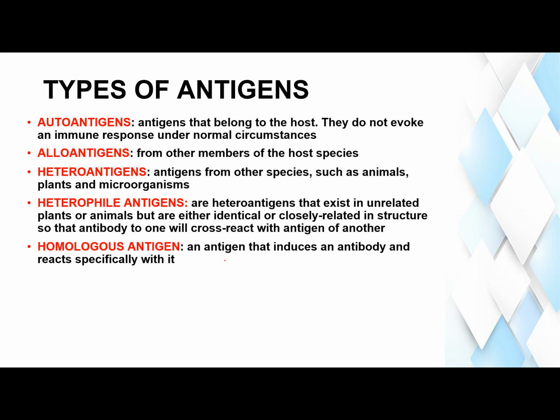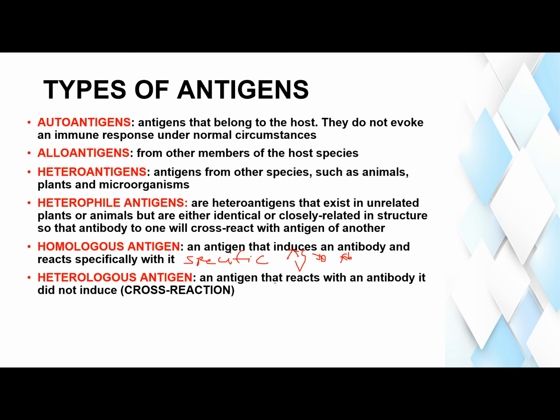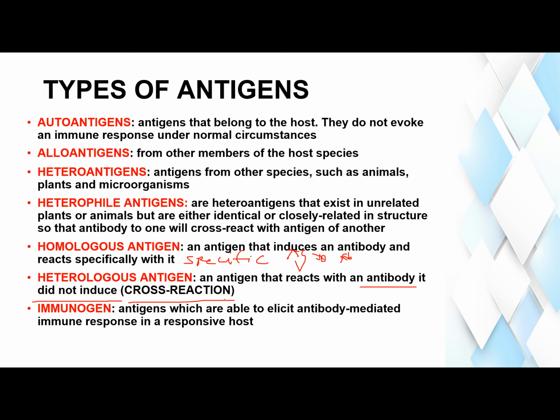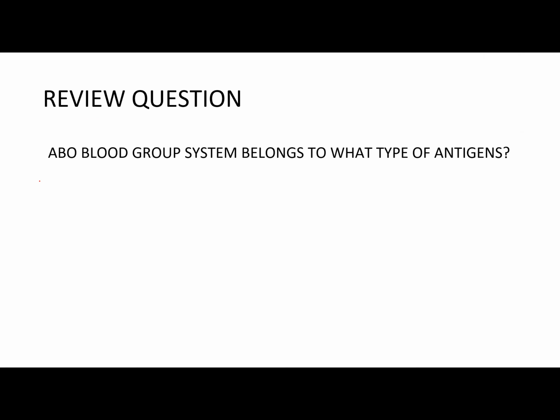Then we have also your homologous antigen. So this is an antigen that induces an antibody and would react specifically with it. So it's very easy to understand. This is just a specific antigen to antibody reaction. So if it produces antibody due to salmonella, it would target salmonella only. Heterologous antigen, on the other hand, would refer to an antigen that would react with an antibody it did not induce. So this is a type of cross reaction. And immunogens are antigens which are able to elicit antibody mediated response in a responsive host. So these are the different types of antigen. So let's continue. Here's a review question. ABO blood group system belongs to what type of antigen?